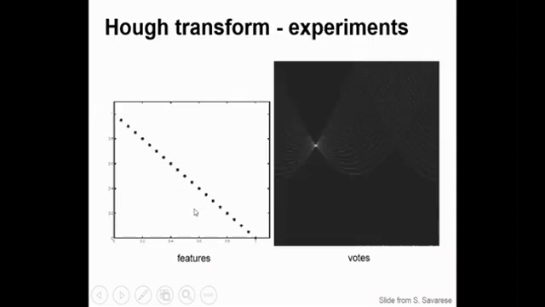So this is an example. If these are my features on the left side, then I'm doing this accumulator in the Hough space. This point is where I've got a maximum of my votes. So this will be the set of parameters. This parameter here is the one that best accounts for this set of features, where the x and y axes are rho and theta.